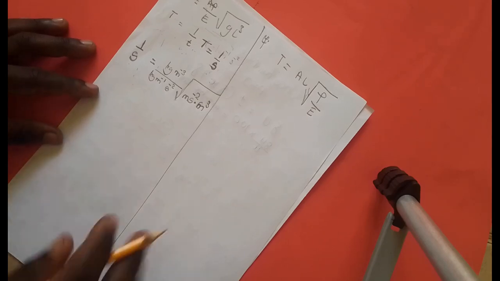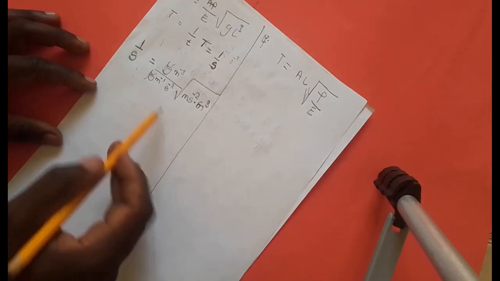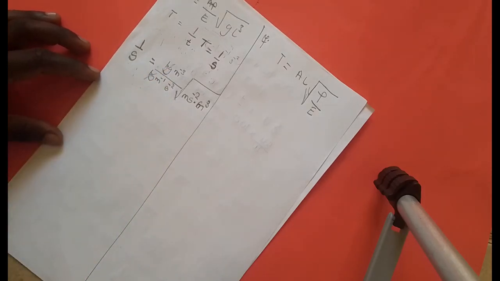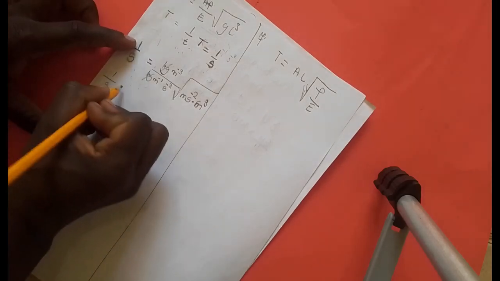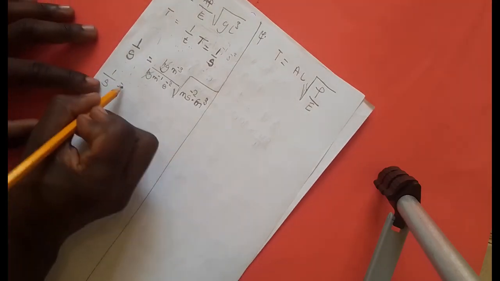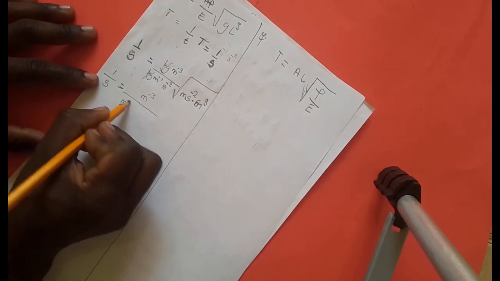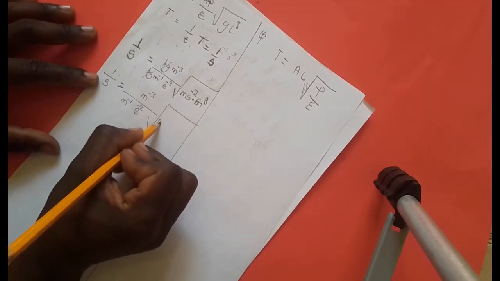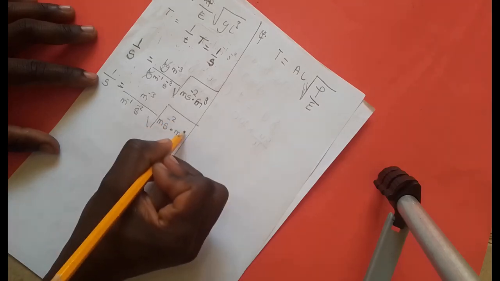So let's continue. We can see that we have kgs on top and kgs under, so these will cancel out each other, obviously. Then the equation will look like this. 1 over s is now equal to m to the power negative 3 over m to the power negative 1 s to the power negative 2, under the root of m s to the power negative 2 times m to the power 3.